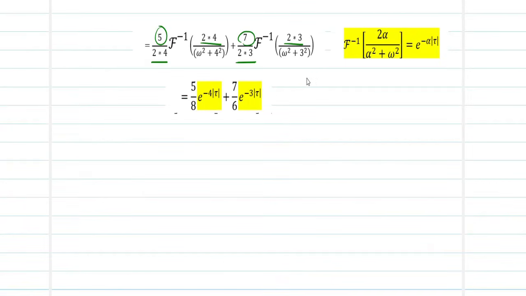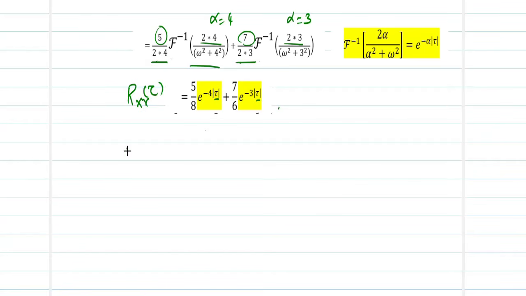Applying the formula of inverse Fourier, for the first category I have alpha equal to 4, and for the second category alpha is equal to 3. So I have 5 divided by 4 2s are 8, and the formula is replaced with e power minus alpha into mod tau, so minus 4 into mod tau, plus 7 divided by 2 3s are 6, e power minus 3 into mod tau. So this is my value of Rxx of tau, because this is a function of tau.